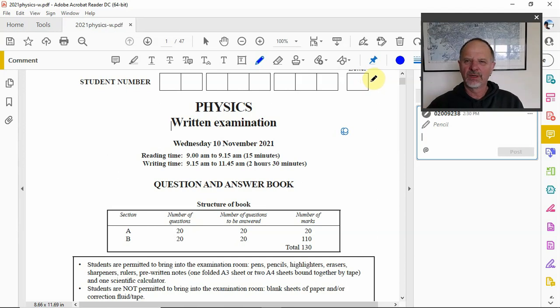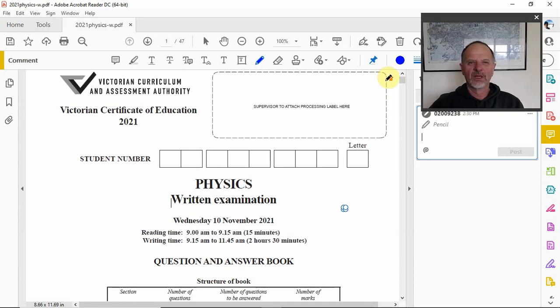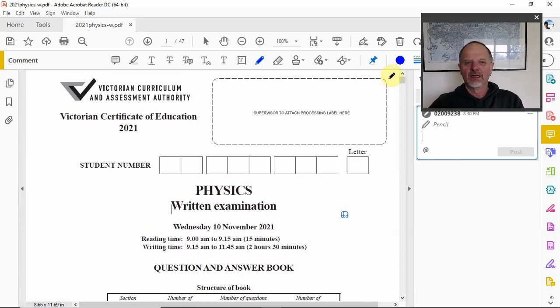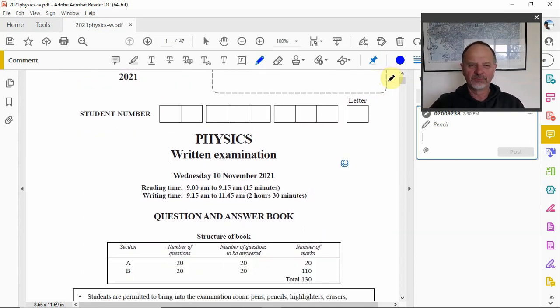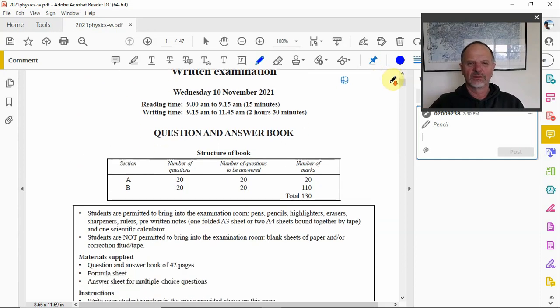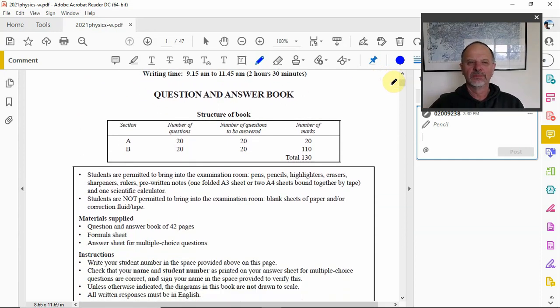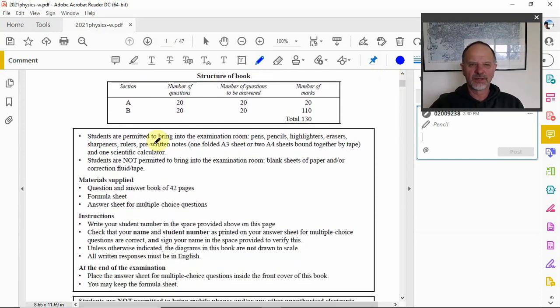Okay, so here we are working through the 2021 VCAA physics exam. All right, so here's the instructions. One thing that it says up here in this first one is that you're allowed to bring a ruler.